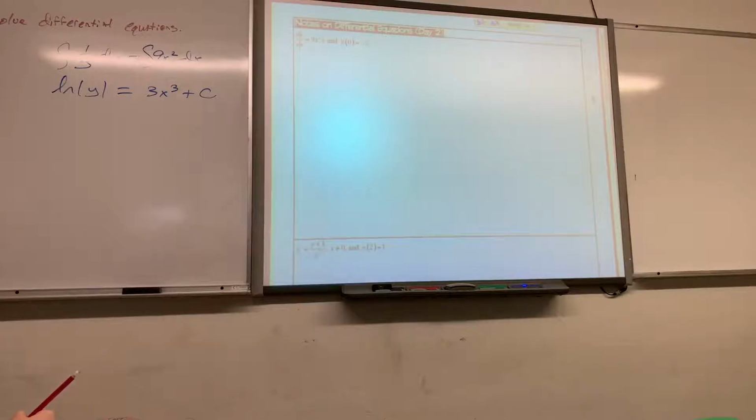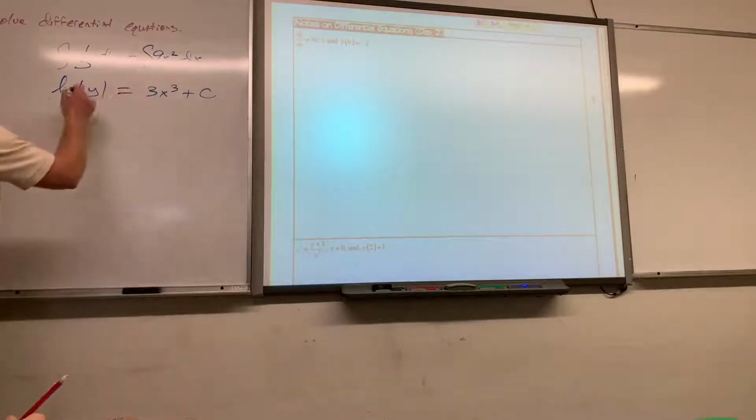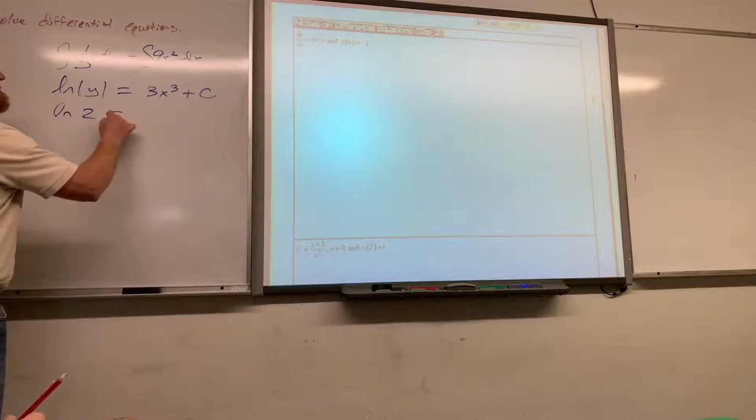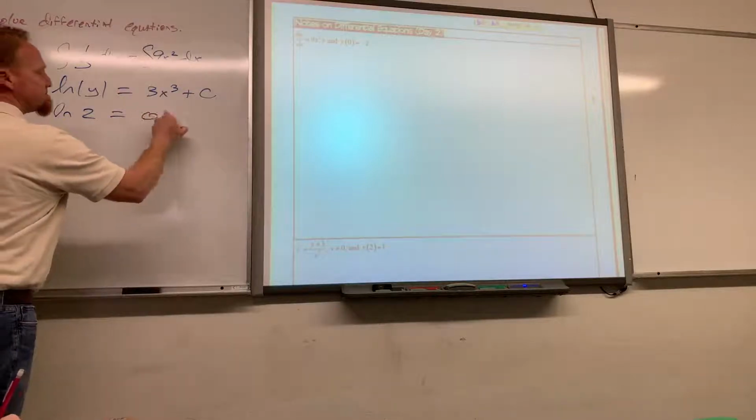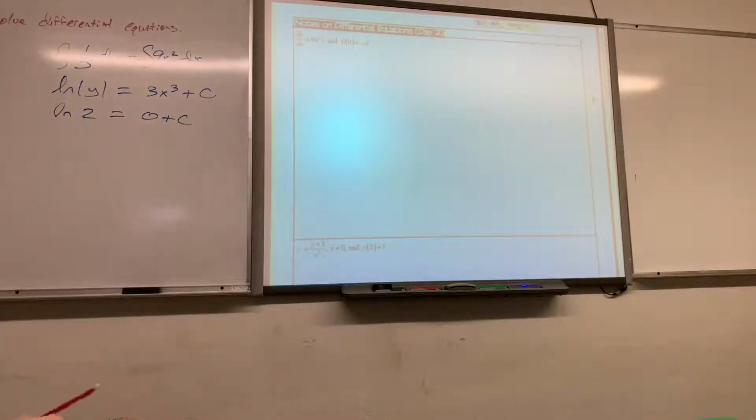All right, next step. Plug in. Plug in, so I'm going to plug in negative 2. So that turns into the natural log of 2. I'm going to plug in 0. So that means C is the natural log of 2.